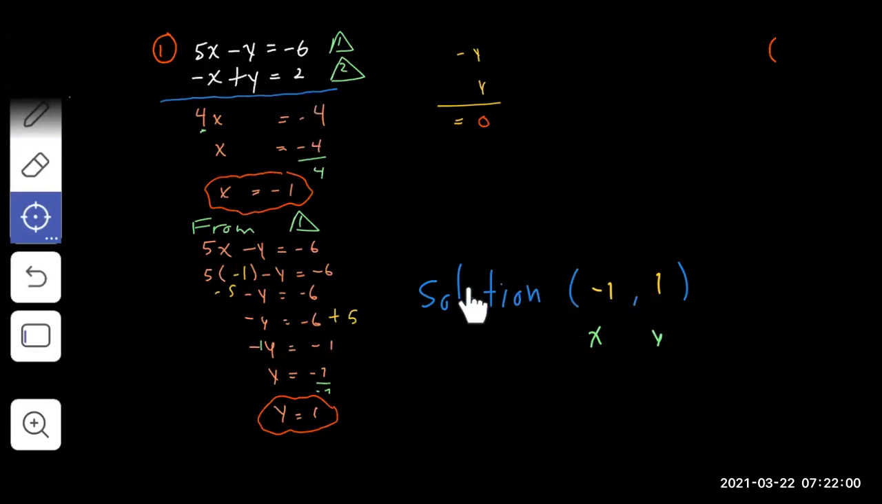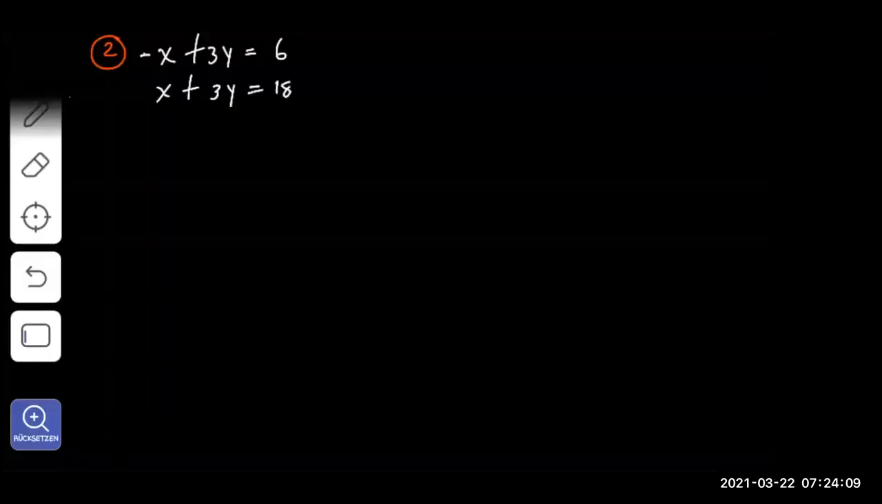Let's do it mentally. 5 times x, x is -1. 5 times x is -5. -5 minus y, minus 1. -5 minus 1 is -6. Yeah, that's correct. You can check these equations. Let's have a look at the second one.